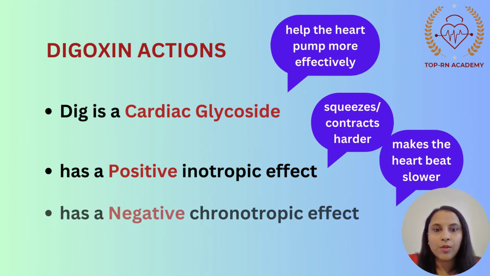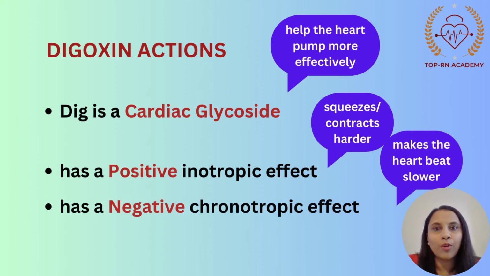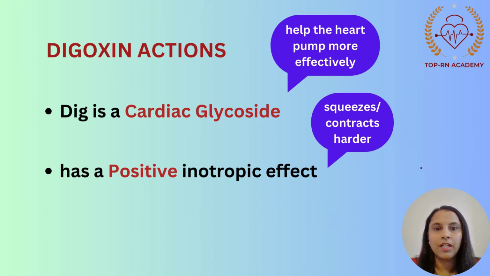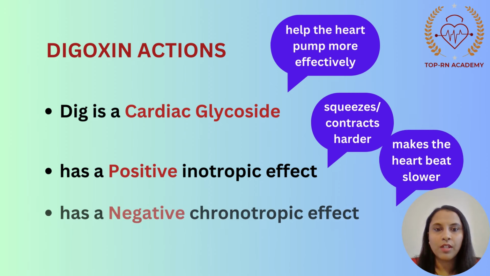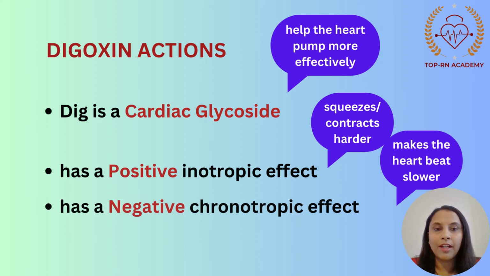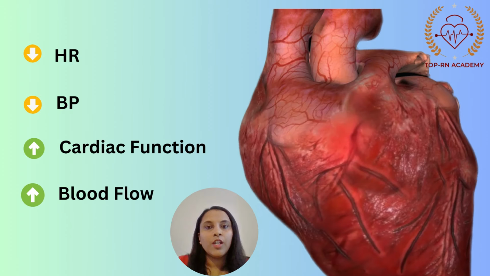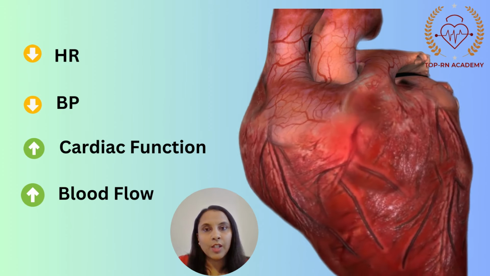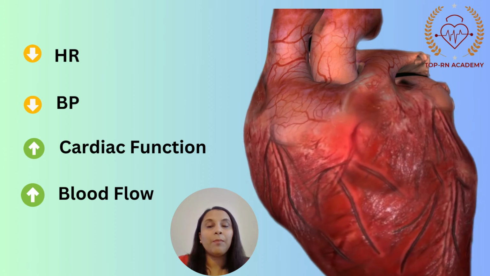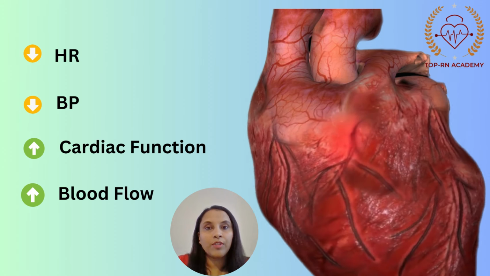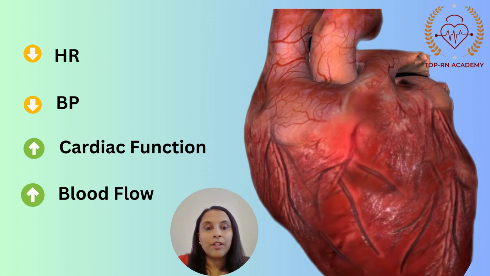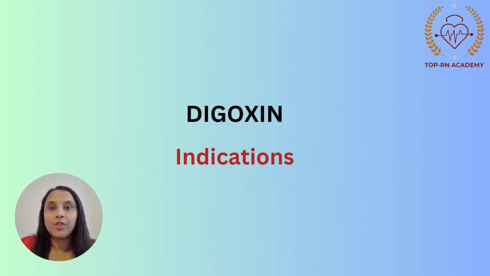Another effect of digoxin is it has a negative chronotropic effect. That means it helps the heart to beat slower, giving enough time for the ventricles to fill up with blood before pumping out. These actions of digoxin are a must to remember from the NCLEX point of view. So overall, digoxin helps in decreasing the heart rate, decreasing the blood pressure, improving the cardiac function, and improving the blood flow. Now we know how the drug works.